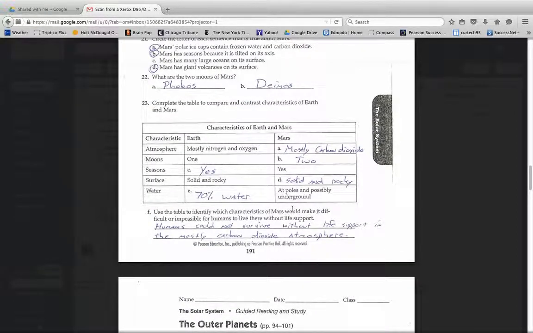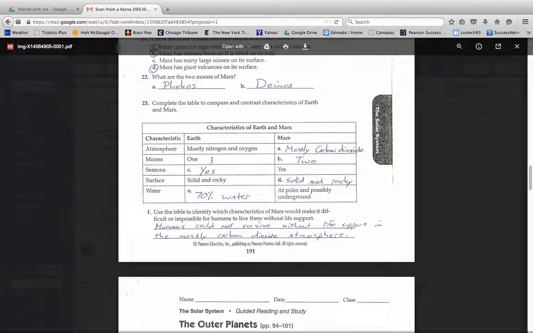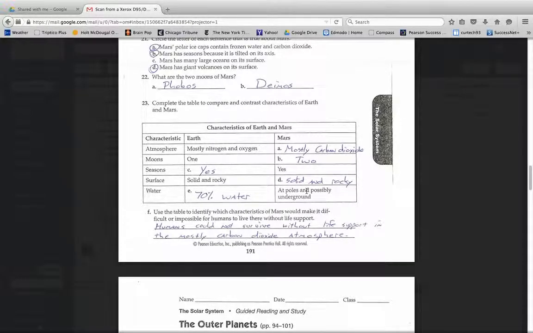Comparing and contrasting Earth and Mars. So Earth is mostly nitrogen and oxygen atmosphere. Mars is mostly carbon dioxide. Earth has one moon, Mars has two. Both have seasons. Both have a solid and rocky surface. Earth is 70% water, and Mars has water at the poles and possibly underground.